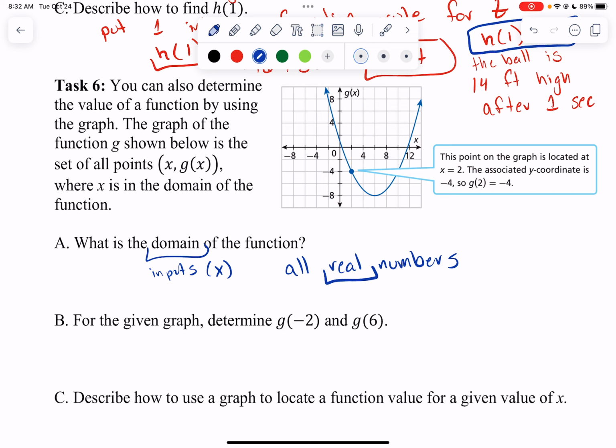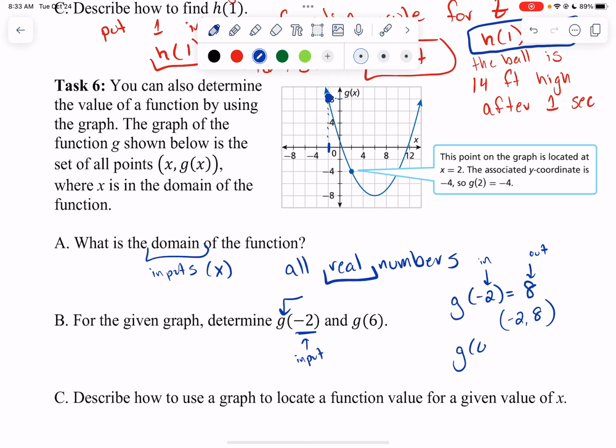Okay, so for the next one, for the given graph, determine g of negative 2. That's my input. I'm looking for g of negative 2, which would be the output when my input is negative 2. So to find g of negative 2, I look at my graph for an input of negative 2. I look at my output. Input of negative 2 gives me that ordered pair right there, which will give me an 8. So g of negative 2 equals 8. This tells me I would have the ordered pair negative 2, 8. Input negative 2, output 8.